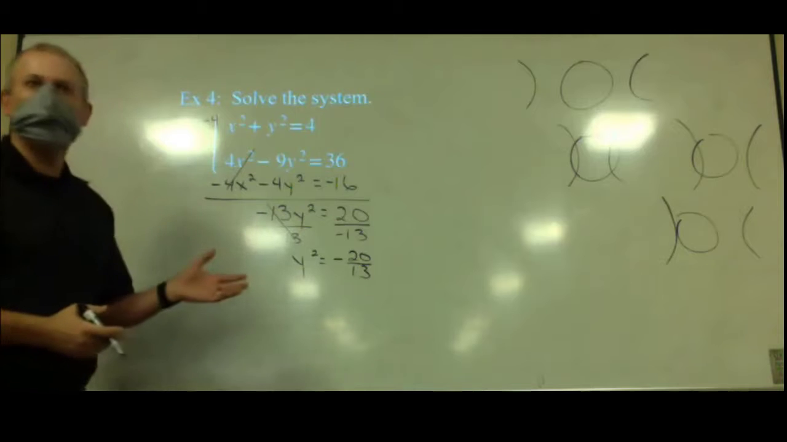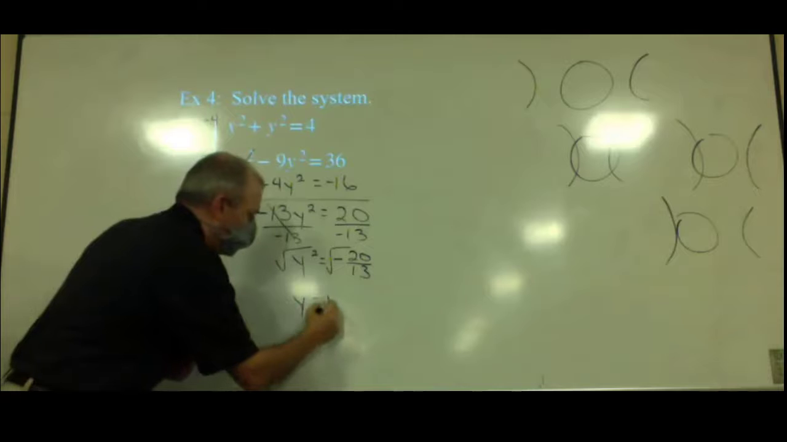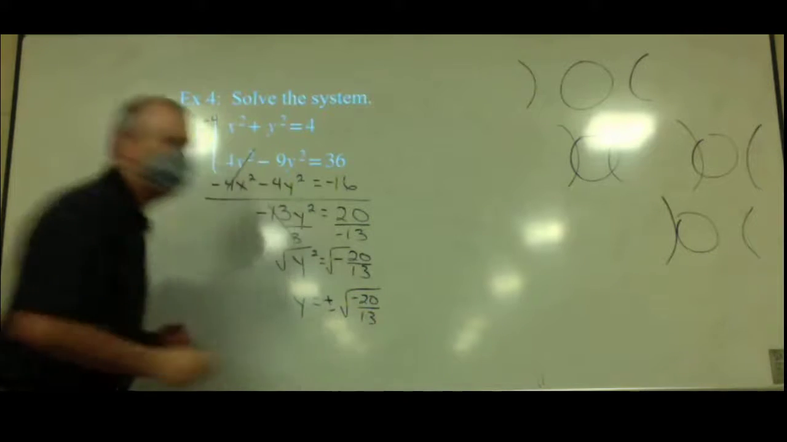Then what do we do? Square root. Take the square root of both sides. y equals plus or minus the square root of negative 20 over 13. I guess the negative migrated up to the top.